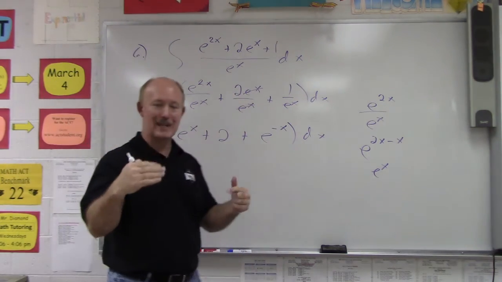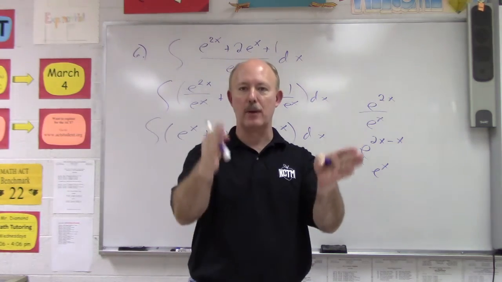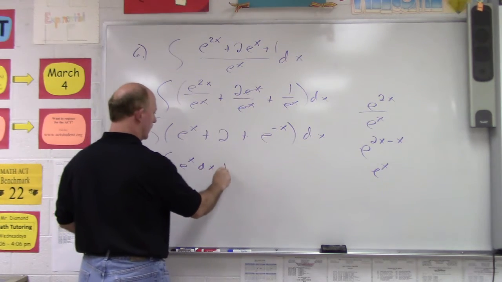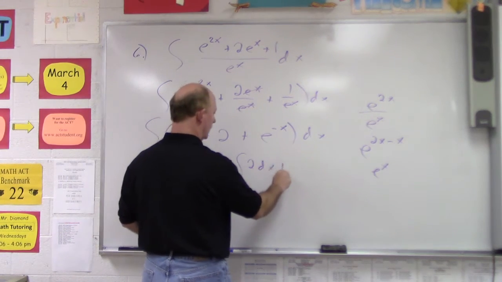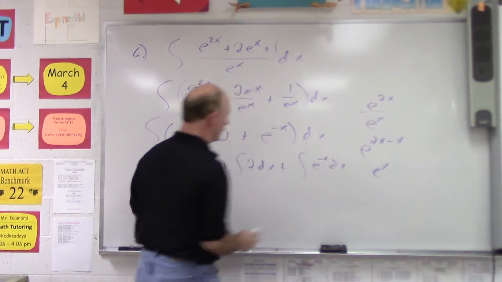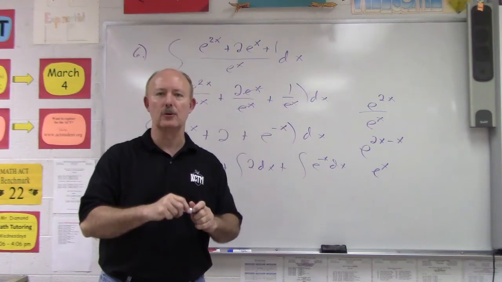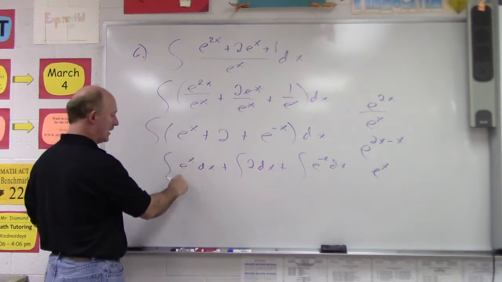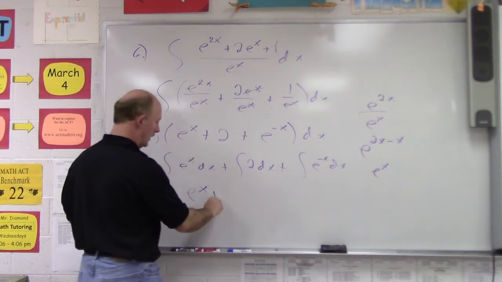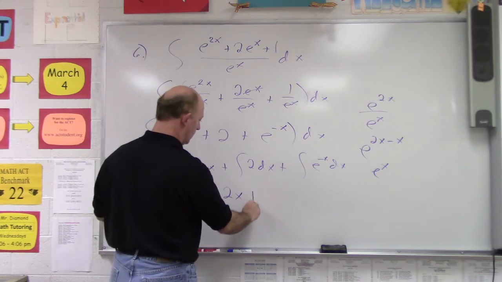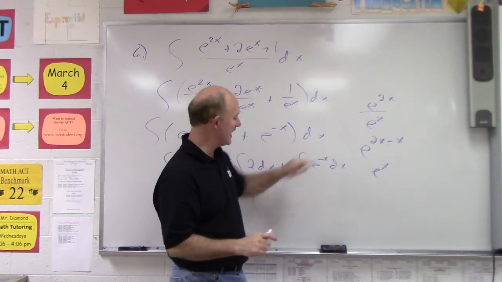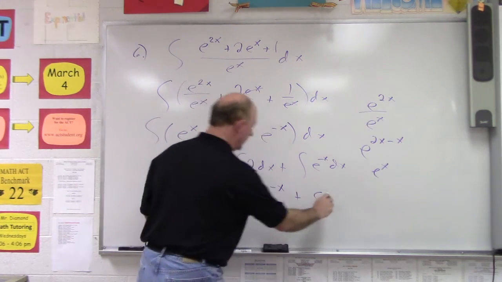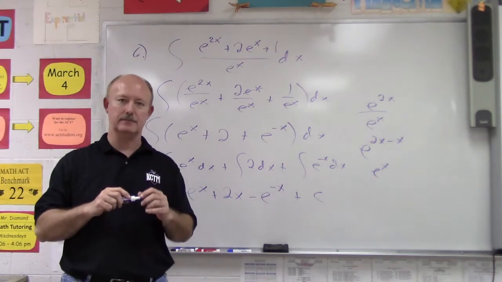Now, I only want to integrate each of these terms. If you want to, you can break it up into three separate integrals: the integral of e to the x dx, plus the integral of 2 dx, plus the integral of e to the negative x dx. Or you can just skip this step and find the antiderivative the way it sits. The antiderivative of e to the x is e to the x, plus the antiderivative of 2 is 2x, plus the antiderivative of e to the negative x is negative e to the negative x, plus our constant of integration. That's it.